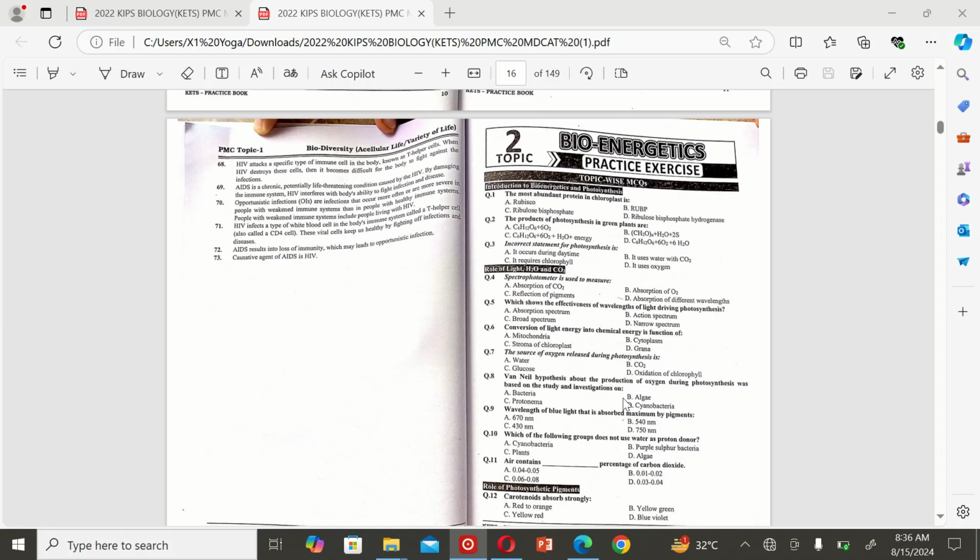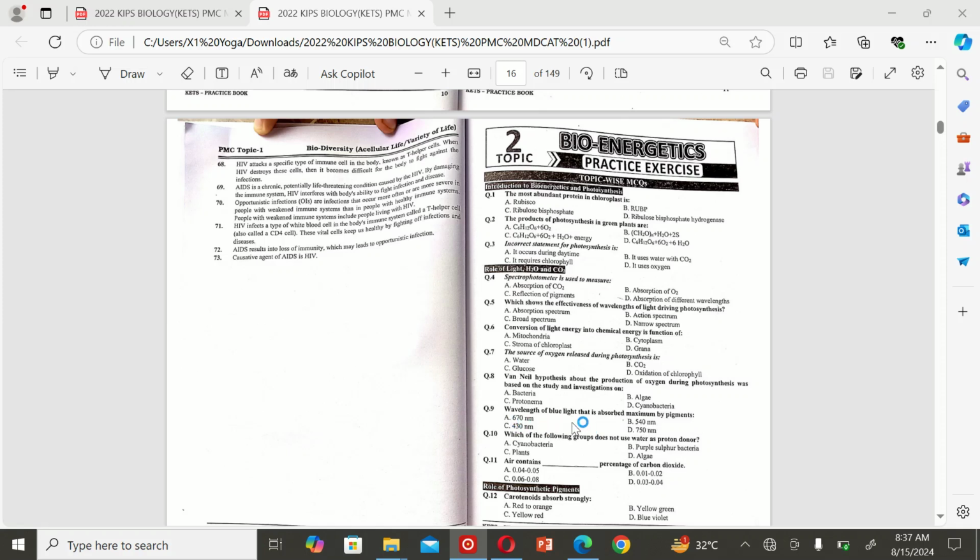The next MCQ is: the hypothesis about the production of oxygen during photosynthesis was based on the study and investigation on A. Bacteria, B. Algae, C. Protonema, and D. Cyanobacteria. So the correct option is C, protonema.